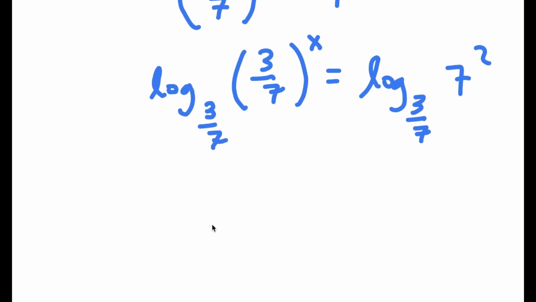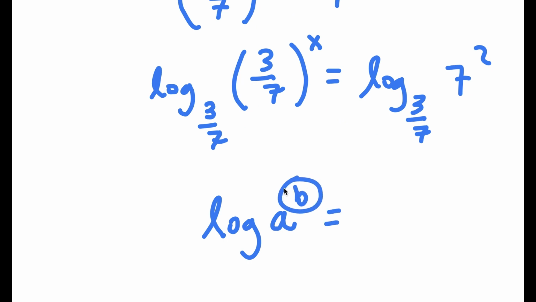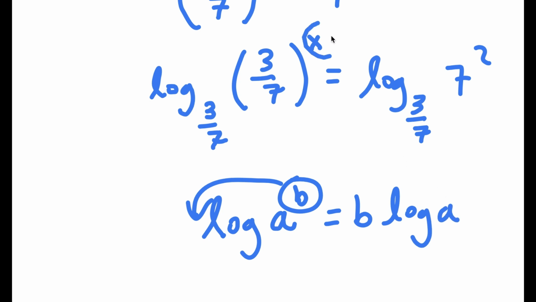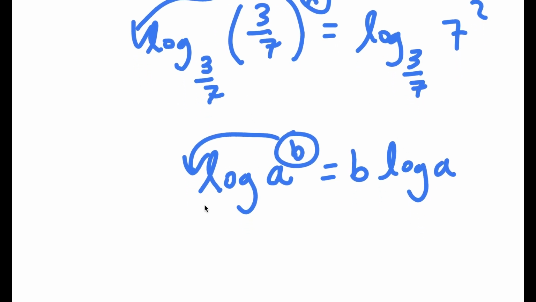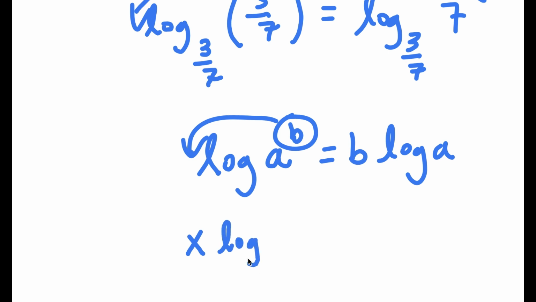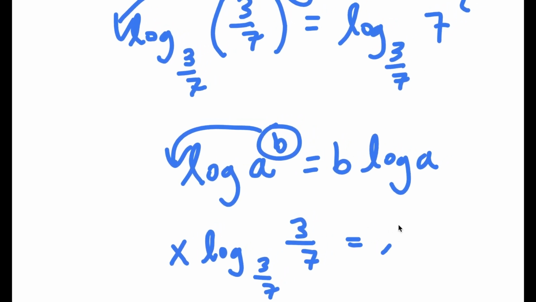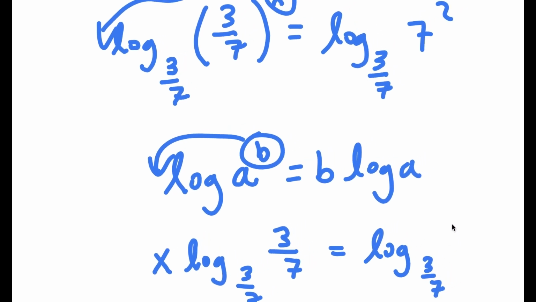Now, if I have something in the form log a to the power of b, I can simply move this exponent b to the front. So this can equal b times log a. So in this case, I have x as my exponent, so I can move it to the front. So then I have x times log base 3 over 7 of 3 over 7 is equal to 2 times log base 3 over 7 of 7.